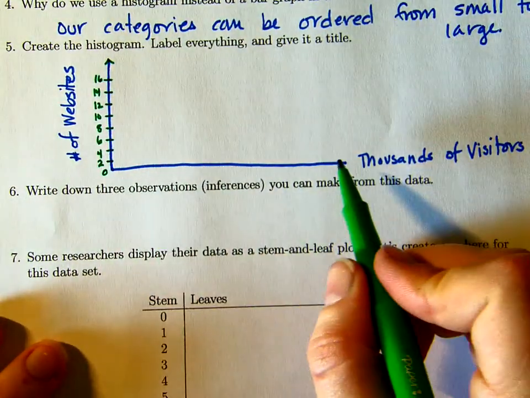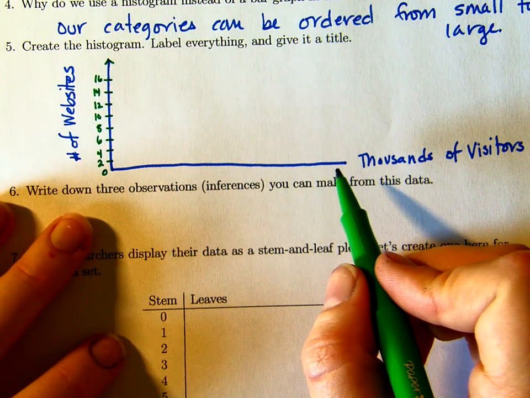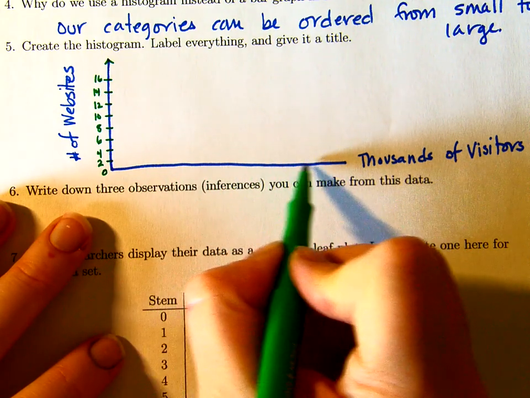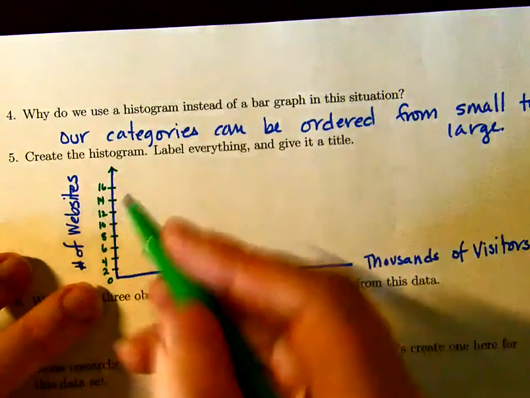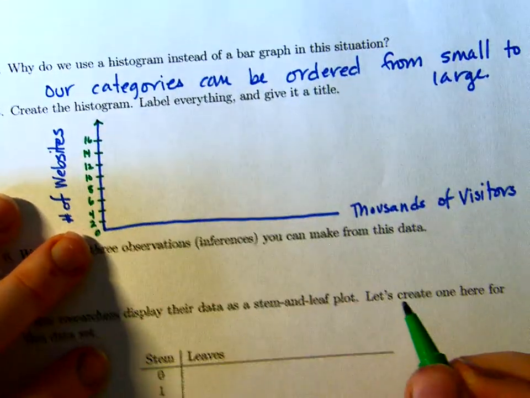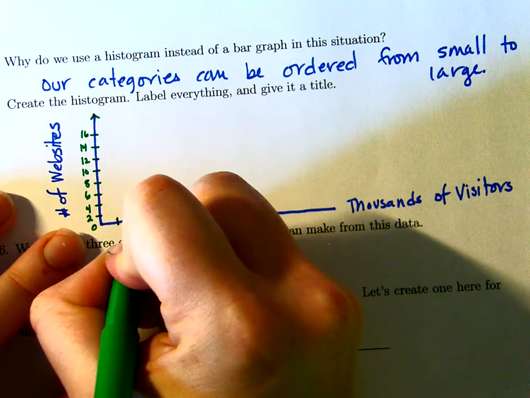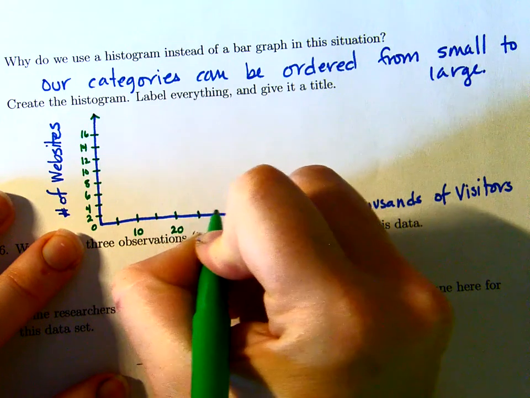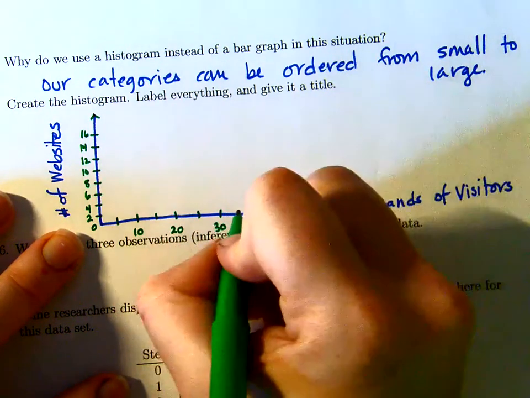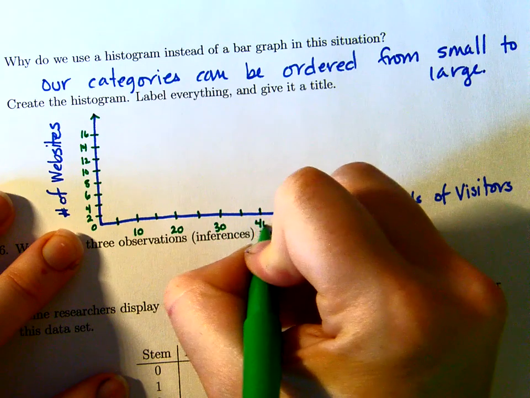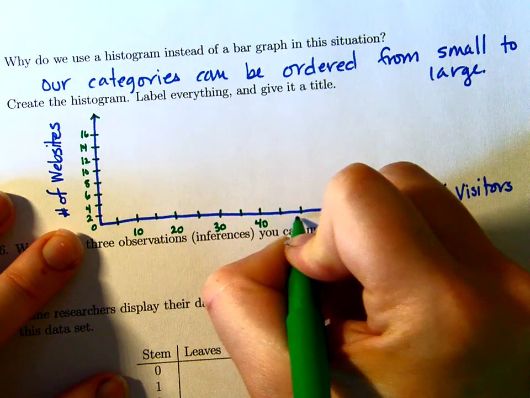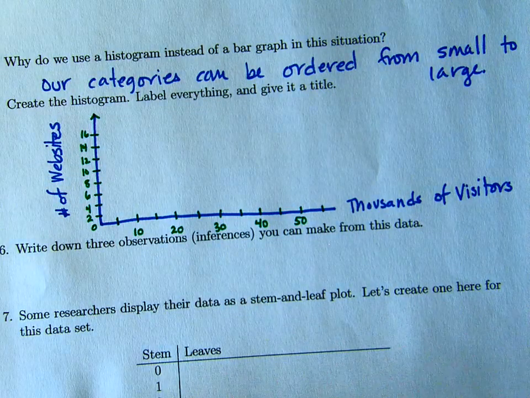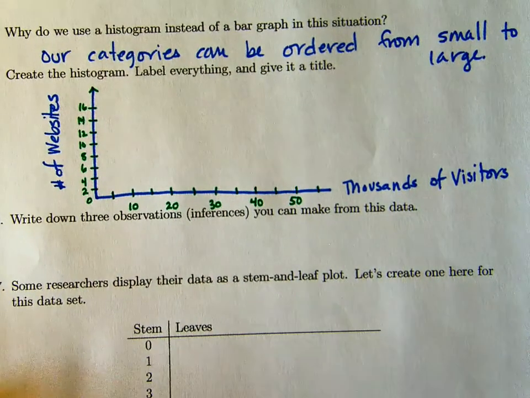And along the bottom, this needs to go up to 55. I'm going to count by 5s, I think. So let's see, 5, 10, 15, 20, 25, 30, 35. That's too big. Okay, so let's make my tick marks a little bit smaller. How about 5, 10, 15, 20, 25, 30, 35, 40, 45, 50. 55 was the highest. Thousands of visitors, I'm sorry.